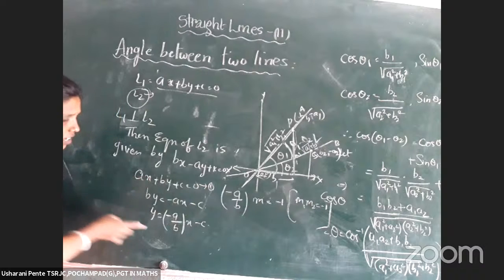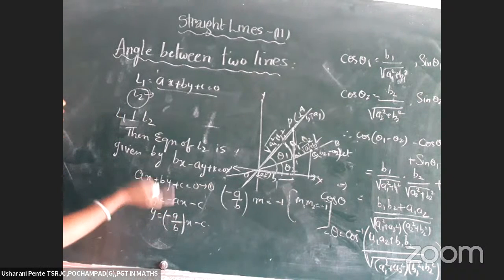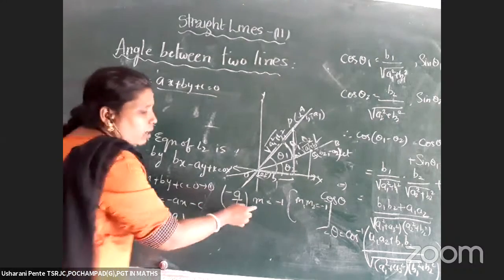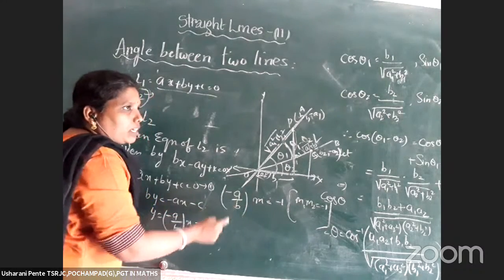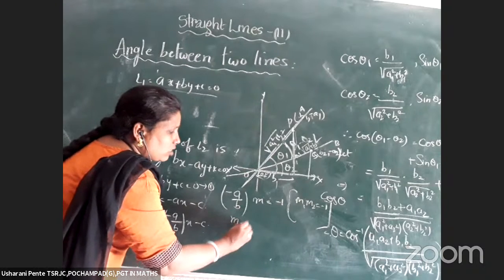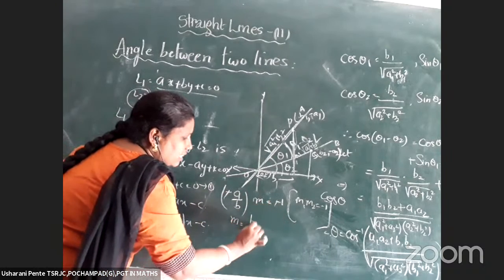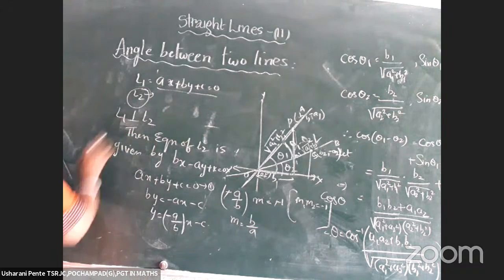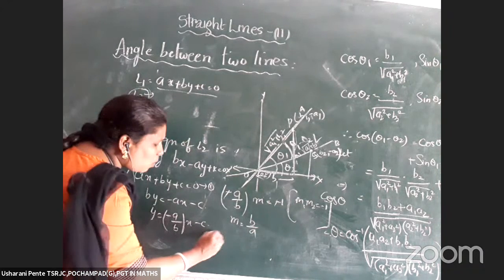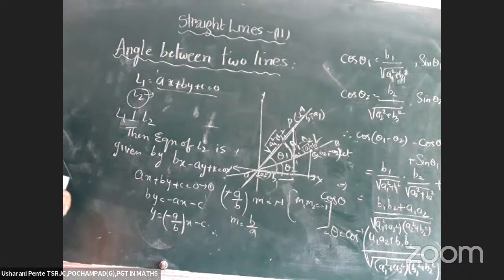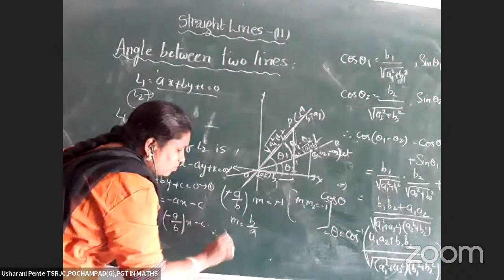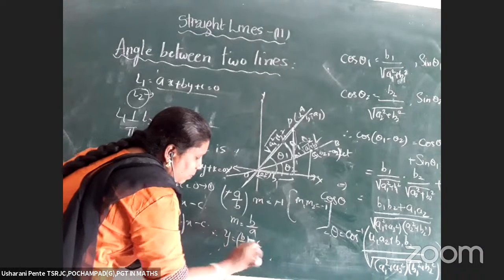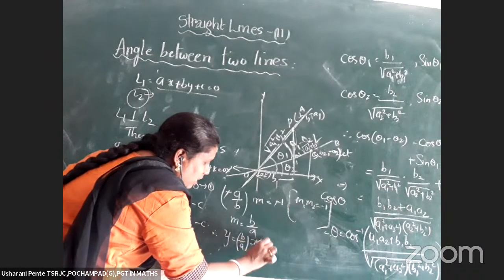Here I have taken this as the given line, let it be equation 1, and this is the slope I got. Now I need the slope of the other line, L2. I represent the slope of L2 with m. So m is equal to what? Minus minus gets cancelled: b by a. When I substitute this slope, then y is equal to b by a x plus c.